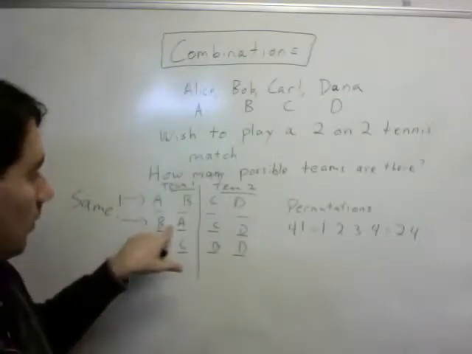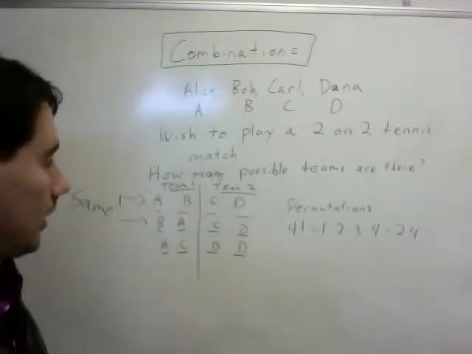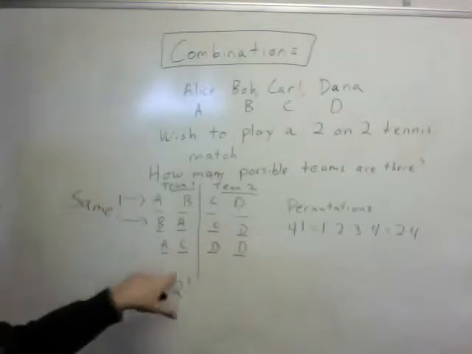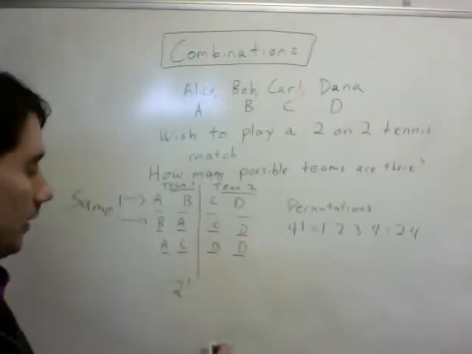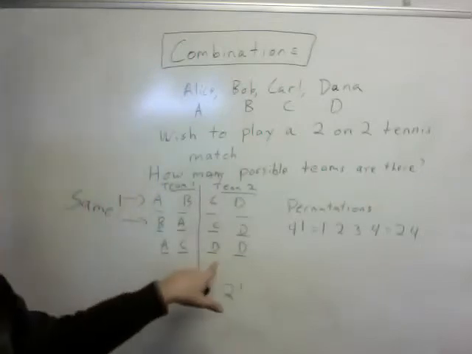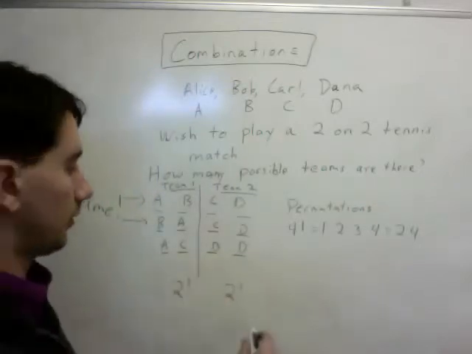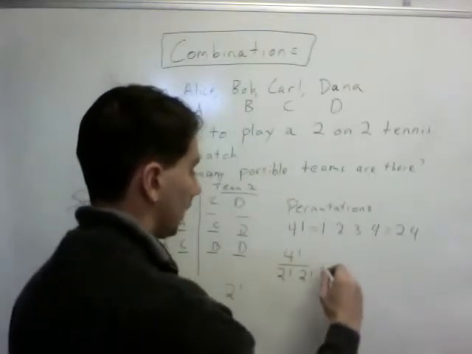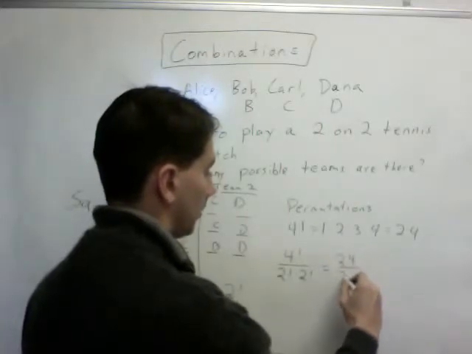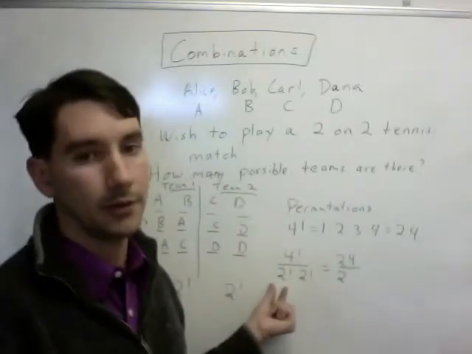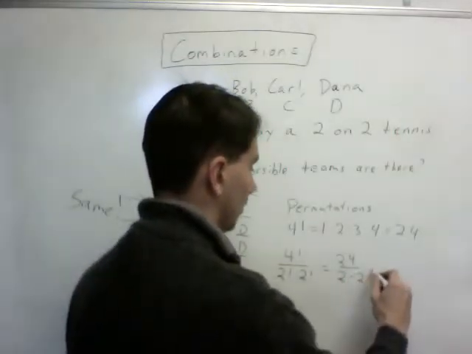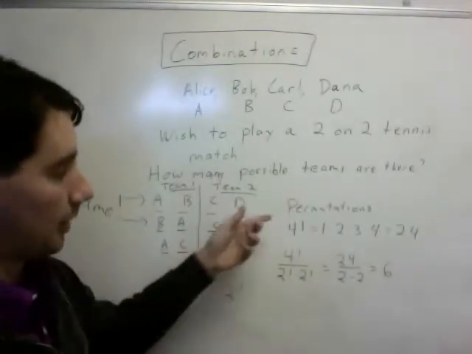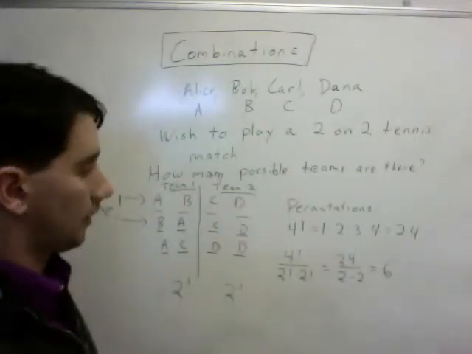So we want to cancel off the number of times we've counted the same team on the left-hand side. So we have 2 factorial. Since there's 2 symbols on the left side, there's going to be 2 factorial ways to arrange those. And there's also 2 on the right side. So we have 2 factorial ways to arrange the team on the right side. And so what we want to do is cancel that. So we're going to take 4 factorial and divide it by 2 factorial times 2 factorial, which is 24 divided by 2 times 2. 2 factorial, remember, is 1 times 2, which is just 2. 2 times 2 is 4, and 24 divided by 4 equals 6. So after we cancel out all these redundancies in the permutations, we have 6 different ways to make teams.